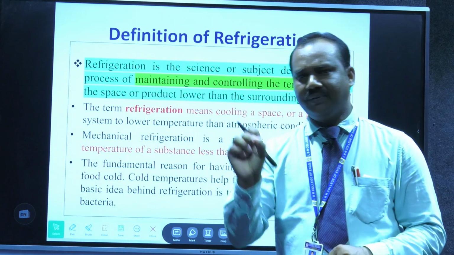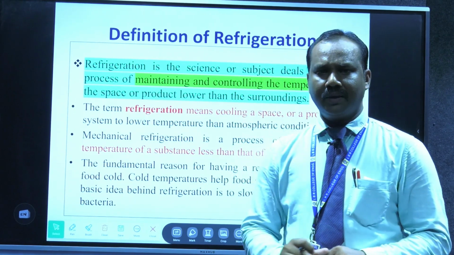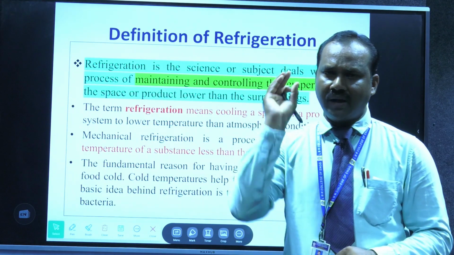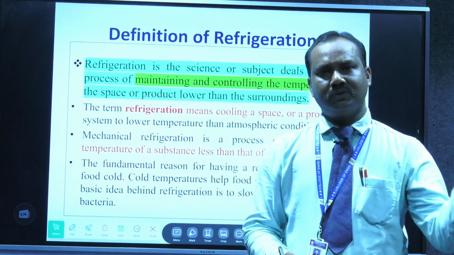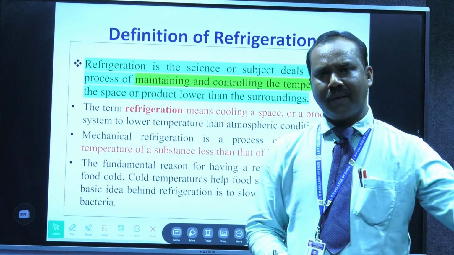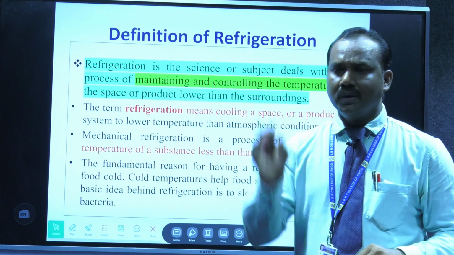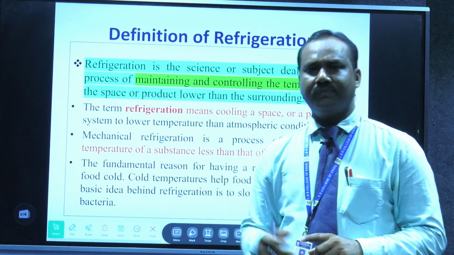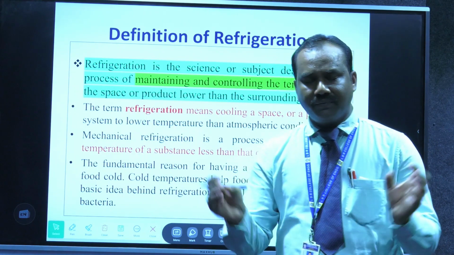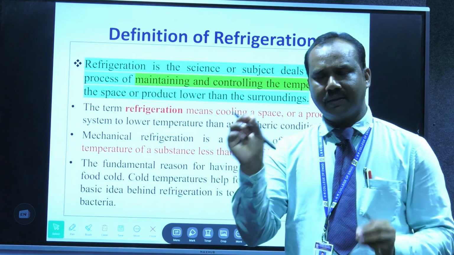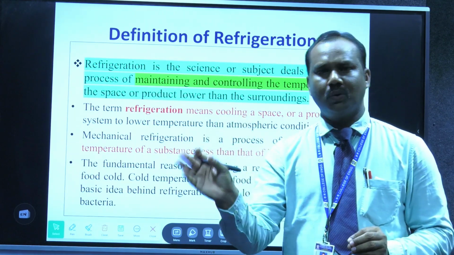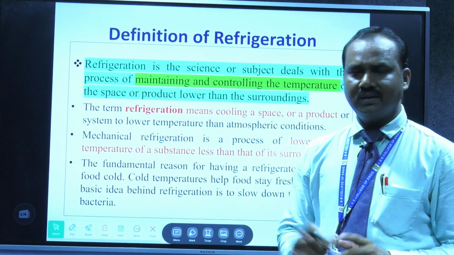Whereas in refrigeration we are focusing on only one parameter, that is temperature, and always the temperature of the space or product is to be lower than outside, lower than the atmosphere, ambient conditions, surroundings, whatever it may be. So you need to maintain a lower temperature. It is called refrigeration, right? Refrigeration is a process of maintaining and controlling the temperature of the product or space lower than the atmosphere. That is the definition.